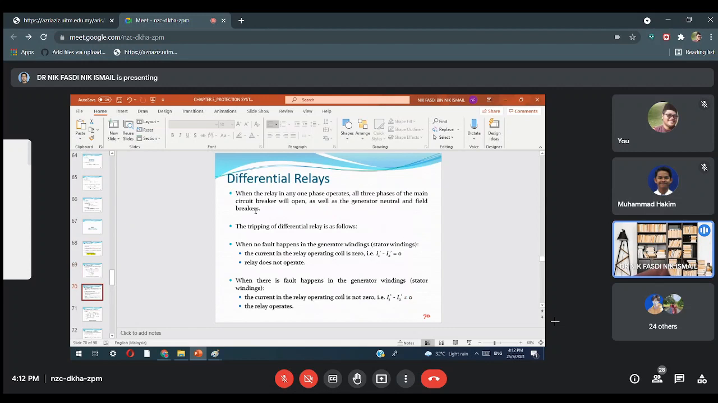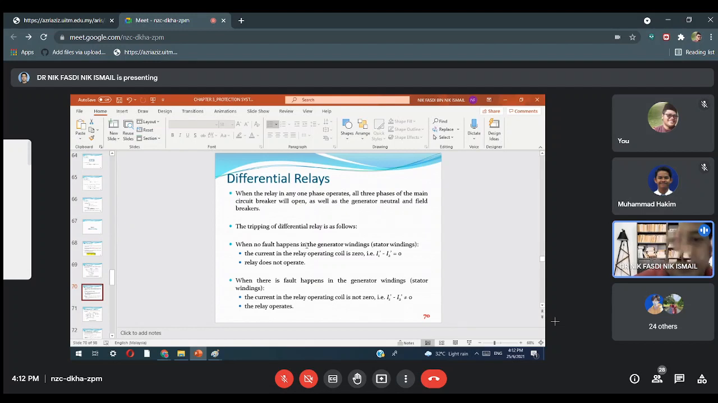Okay. When the relay in one phase operates, all three phases of the main circuit breaker will open, as well as the metal, neutral and feed breakers. Okay. Maksudnya kalau ada fault lah, operates, breaker open, to protect the generator. The 3P of differential relay is as follows.